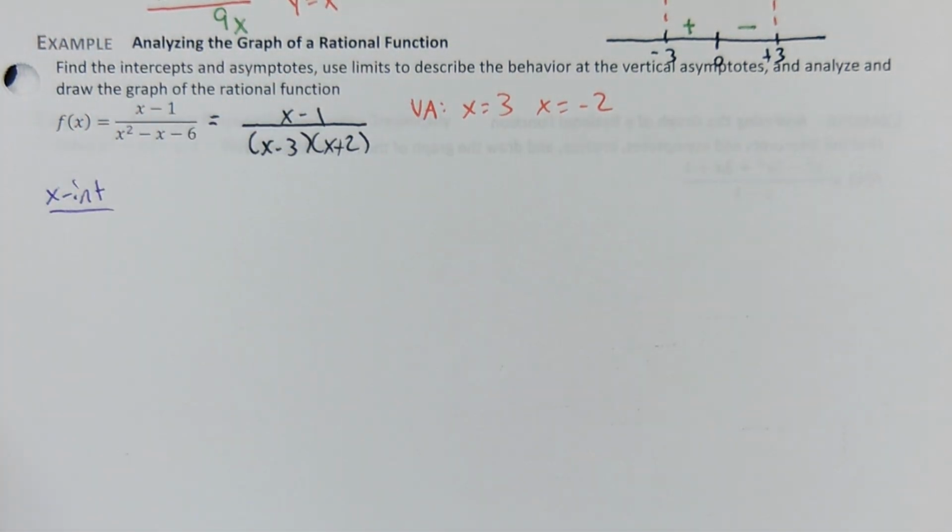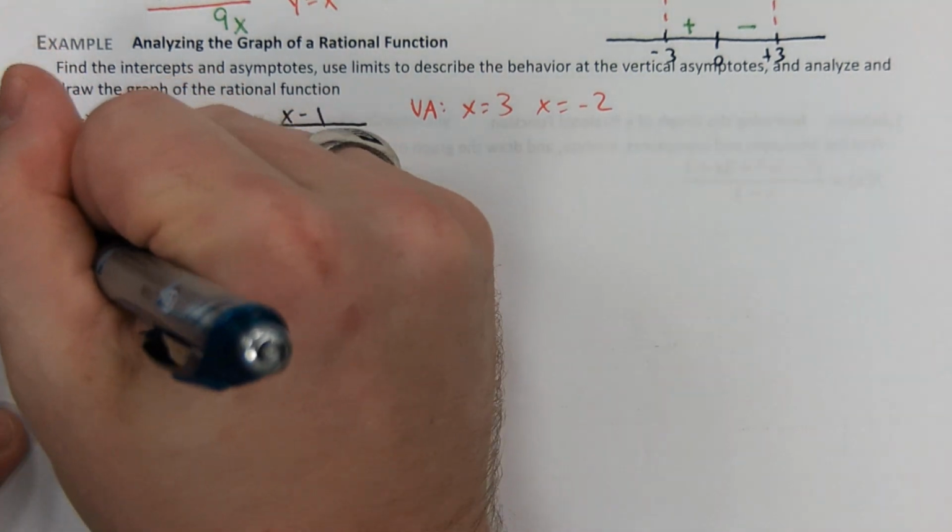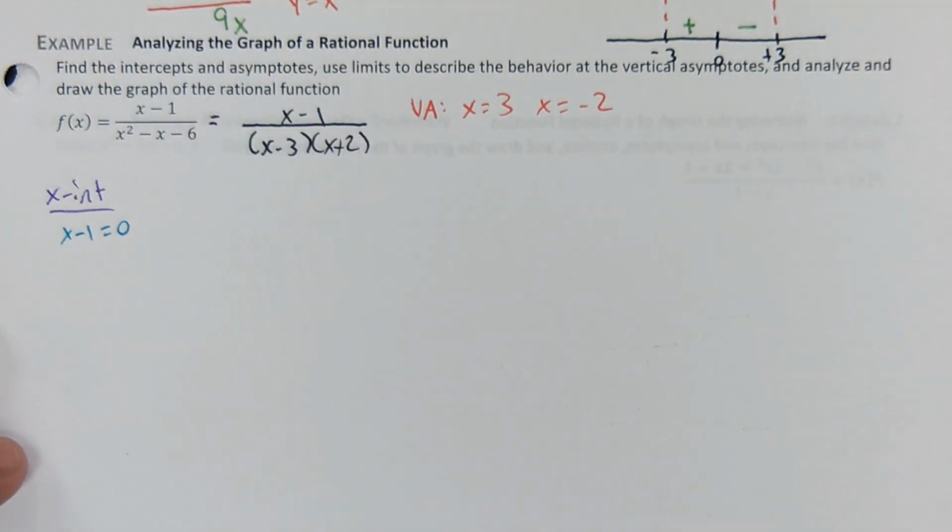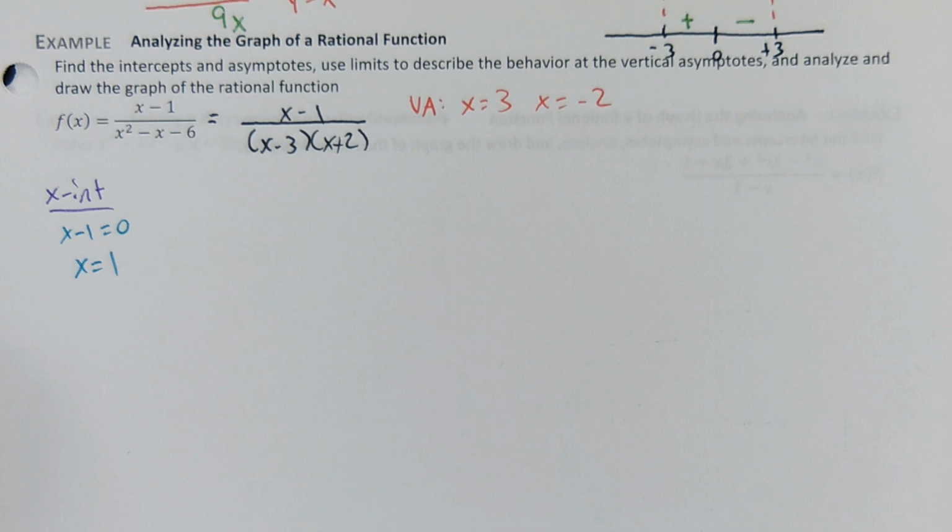Hey, let's find our x-intercepts. An x-intercept implies that the top equals 0, because that's the only way the whole fraction equals 0. So when does x minus 1 equal 0? Ah, yes, at x equals 1. My graph crosses the x-axis at positive 1. Does it cross the x-axis any other times? No, because that's the only way the top can equal 0.